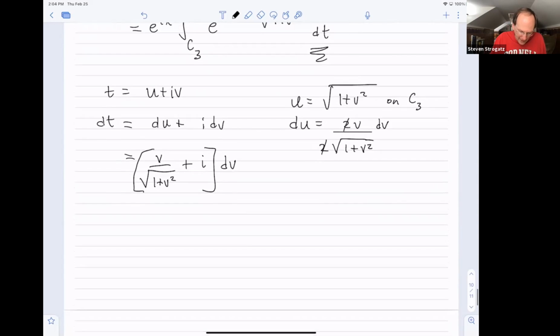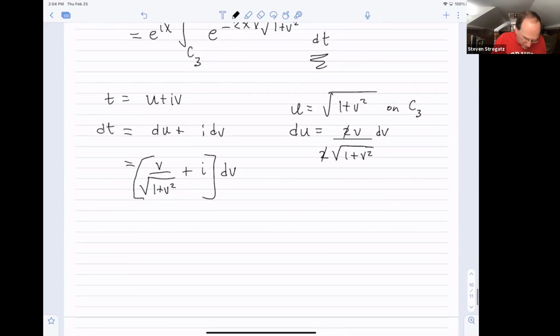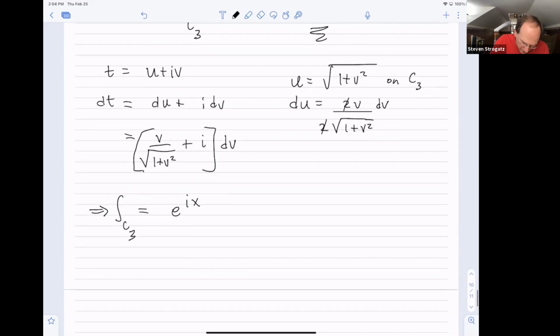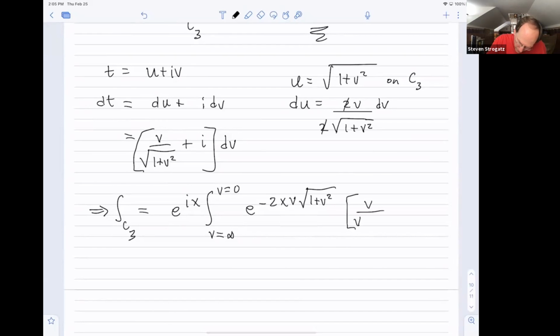And so, taking stock, what's going on here, just look above. We're doing the integral over C3. And so the integral over C3 is exactly, no approximations have been made yet, ladies and gentlemen, e to the ix, integral from, we started up at the bridge, way up at the top, and then we're coming down. So we start at v equals infinity, come down to v equals 0, e to the minus 2xv square root of 1 plus v squared. And then a funny looking replacement for dt, which is this v over square root 1 plus v squared plus i dv.